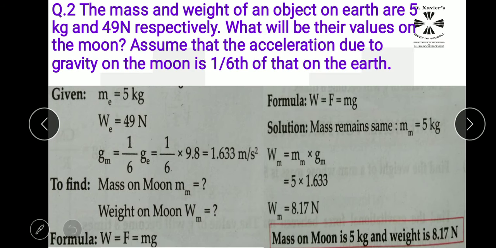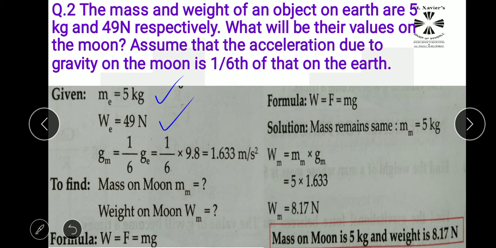Let's see a few more questions here. The mass and weight of an object on earth are 5 kg and 49 newton. Mass 5 kg and weight is 49 newton. What will be their value on the moon?